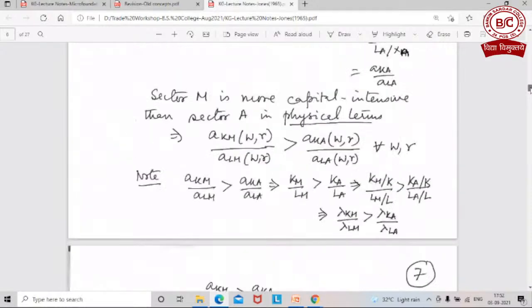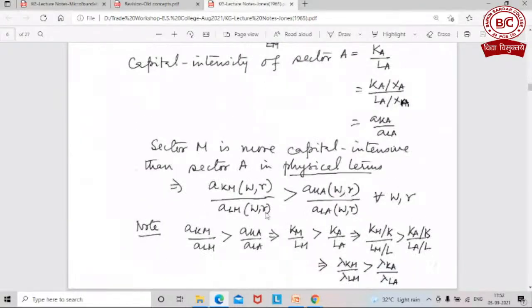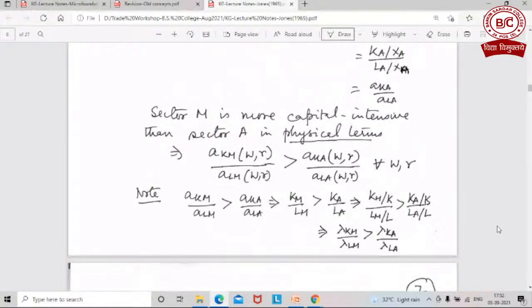So KM by LM is greater than KA by LA means aKM by aLM is greater than aKA by aLA. It's the same thing. And aKM is a function of W, R. It's a function of W, R. And this is true for all W and R. It's not that there exists some W and R such that the inequality gets reversed. If it gets reversed, we call it factor intensity reversal, but it's not true here. Here, throughout, for all W and R, sector M is more capital intensive than sector A. I hope this is clear to everybody. Yes, sir.